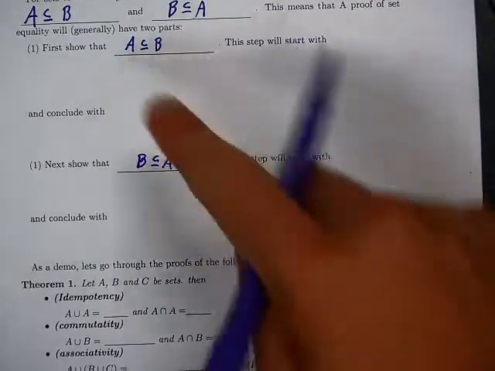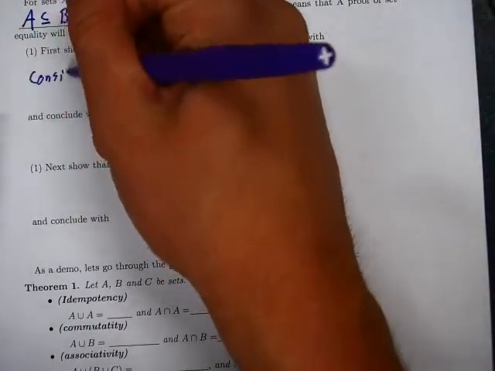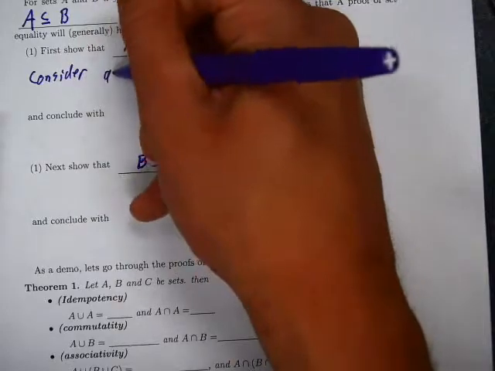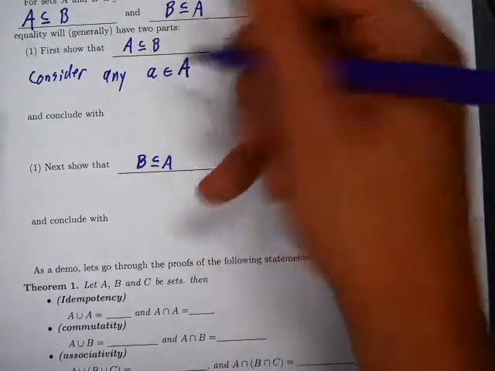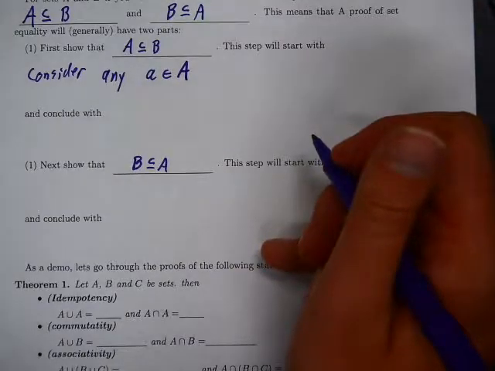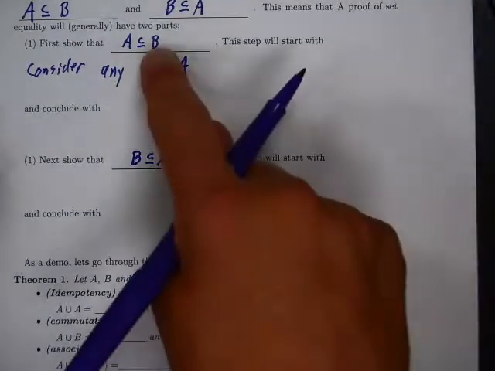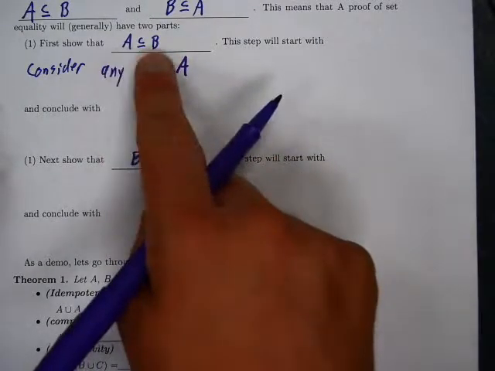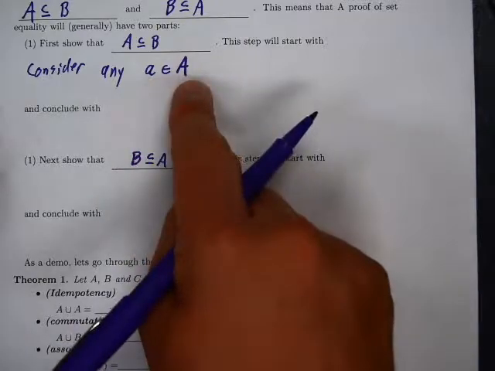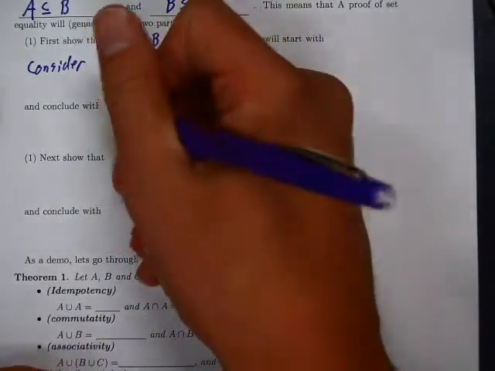So a proof that A is a subset of B will have to begin with some sort of consideration of any element of A. Since it's an element of big A, I'll call it little a, but names don't matter. Consider anything in big A, and it should conclude with the fact that little a is in big B, because that's what set containment means. Everything in big A is also in big B. So if you consider anything in big A and conclude that that particular thing is in big B, then you're done.